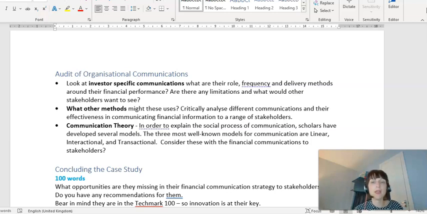So hopefully this has been quite helpful in terms of considering how you're going to go about this first assignment and how you're going to start gathering your evidence to prepare for it.